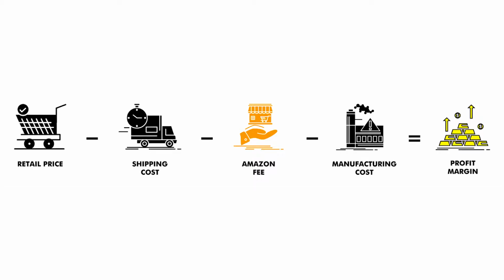So to calculate this, I suggest you create a Google Sheet with all the costs associated with a product. And as you can see on this image, it can be the retail price, the shipping cost, Amazon fee, manufacturing cost. By subtracting all these costs from your product price, you will discover your eventual profit margin. The break-even ACoS is exactly equal to your profit margin.